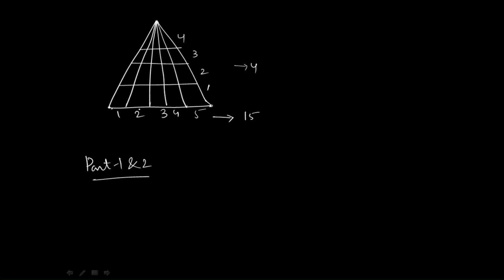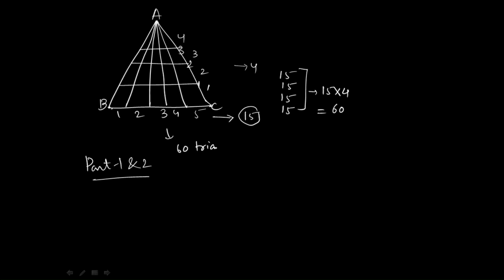So how many baselines are there now? In this ABC there is a first baseline, second baseline, third baseline, and each baseline is divided into 15 parts. So we have to sum this 15 four times, or what can we do? We have to multiply 15 into 4, so it will be 60, right? So there are 60 triangles in this figure.